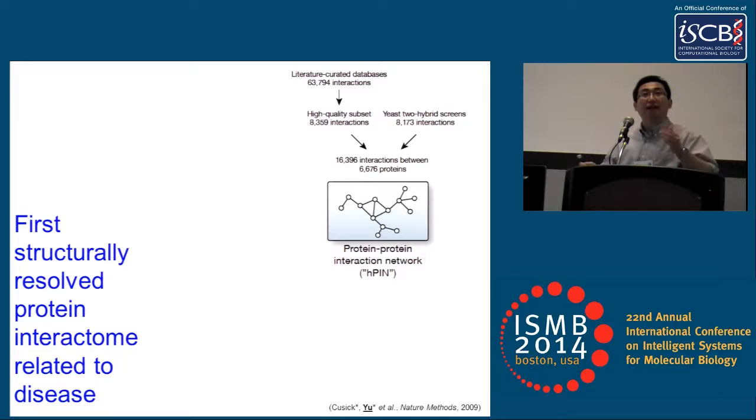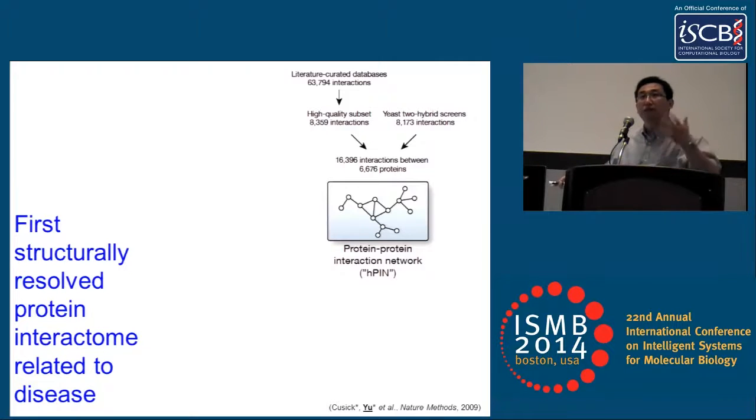And secondly, and this can be surprising to many people, but we have actually published a series of papers on this topic, we realized computationally and verified experimentally that many of the interactions reported in the literature are actually of lower quality. They're not reliable.